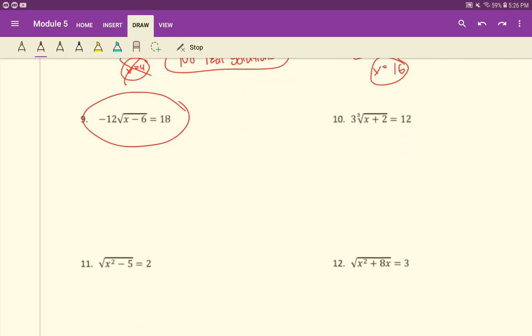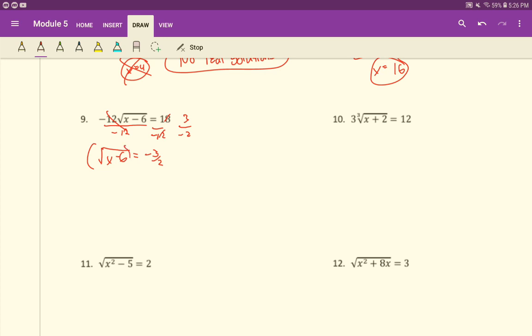So, for example, here at number 9, is the square root by itself? No. Okay, what is with the square root that we need to get rid of? This negative 12. How do you get rid of negative 12 times the square root of x minus 6? We'll divide both sides by negative 12. Okay, so that'll cancel. We'll have the square root of x minus 6 equal to 18 divided by negative 12. Okay, both of those numbers can be divided by 6, right? So we get 3 over negative 2, or in other words, negative 3 halves.